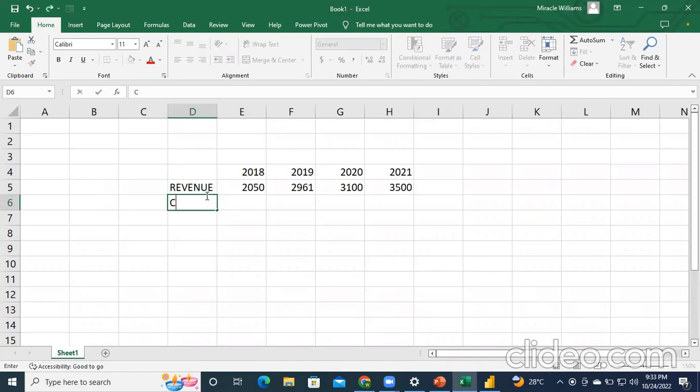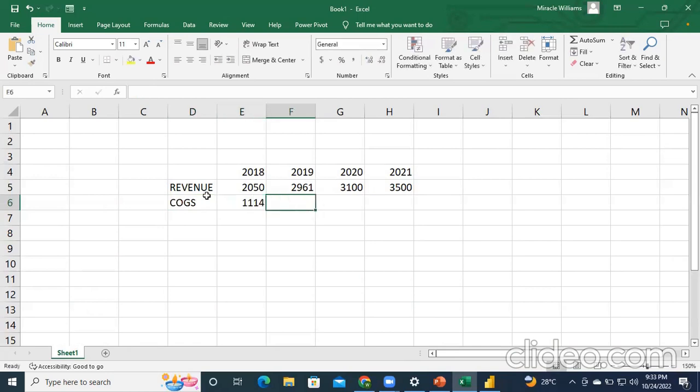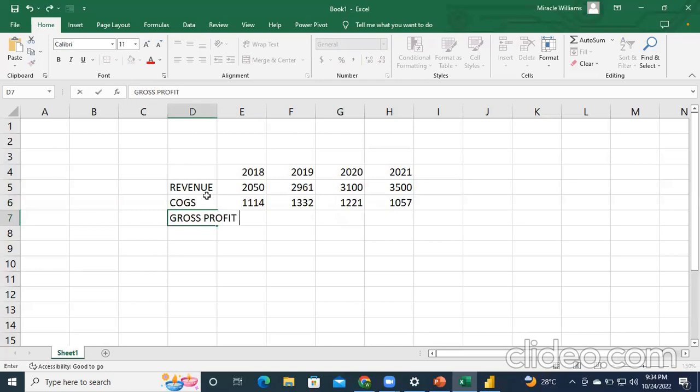Now, let's say part of the information given was also your cost of goods sold. Cost of goods sold, I can just use COGS, was given to you, and I can put this number here, 1114, 1332. For 2020 it was given as 1221. For 2021 it was given as 1057. Then we also might have our gross profits, which is also very important. So for 2018 our gross profit is 1411.